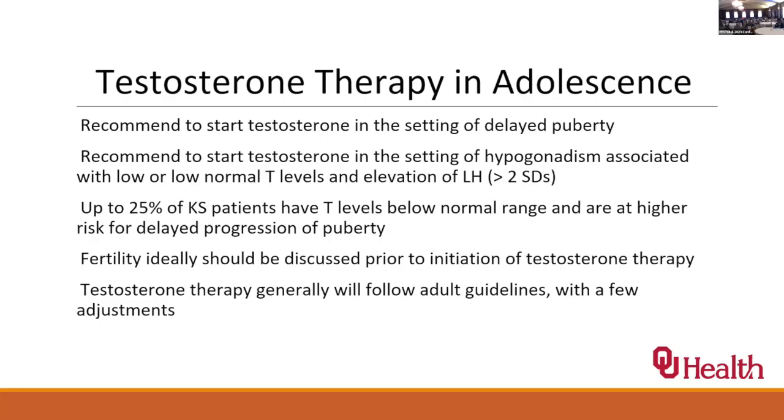And then in addition, we're looking at hypogonadism. So how do we define that? We're probably looking at consistently low to low-normal testosterone levels and an elevation of LH over 2 standard deviations above the reference range. We know that 25% of patients have testosterone levels below the normal range. And so these are patients that right away would probably benefit from testosterone a little bit earlier rather than later.